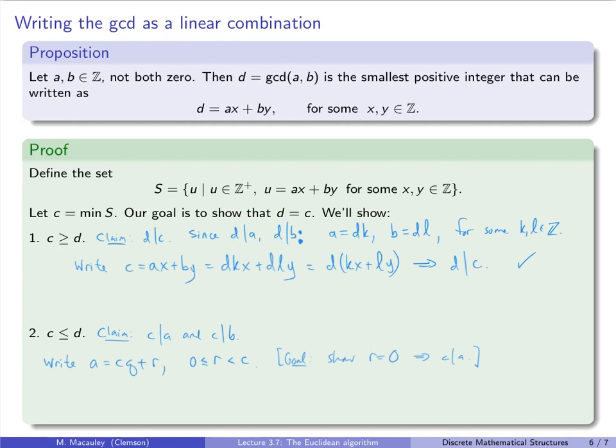So here's what I'm going to do. I'm going to show that if r is non-zero, then it can be written like this, ax plus by, and so it must be in S. But that's impossible because c is the smallest element in S. Okay, so let's solve for r above, and we get r equals a minus cq. And now what do we want to do with this? Well, c we know we can write, so c is in this set, so we can write c as ax plus by. So let's do that. Let's write this as a minus ax plus by times q.